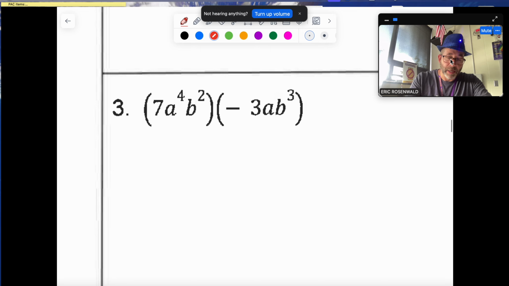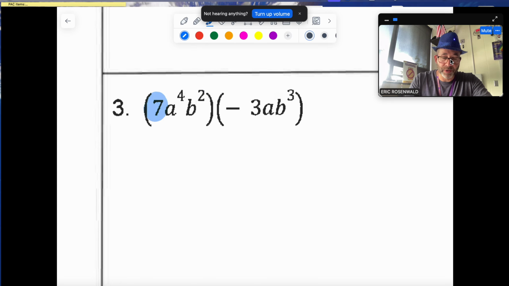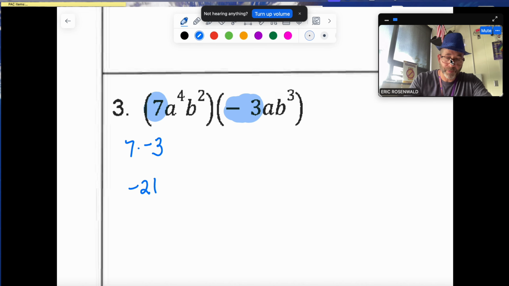Next one. There's nothing outside of my parentheses here, so there's no power to distribute. So we're just combining things at this point. Let's start first with the 7 and the negative 3. So that's going to be 7 times negative 3, which is negative 21. The next thing, we're going to have a to the 4th and an a. Now remember, this a, because I see it, it's there. We know that there's one of them, so we can put a 1 there. So there's a to the 4th and a to the 1st. There are a total of a to the 5th.